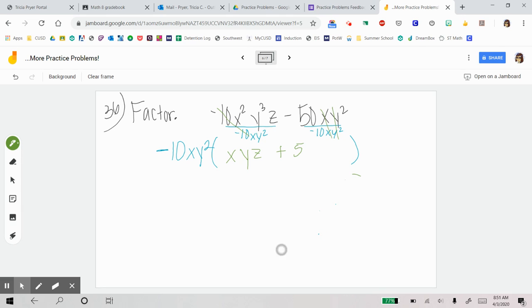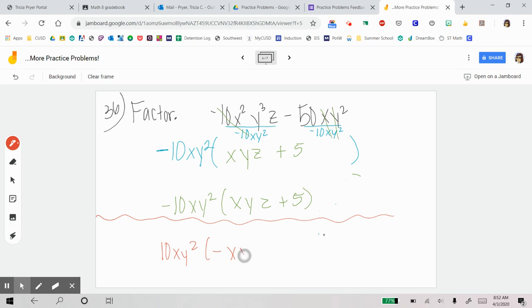So completely factored, this would be negative 10xy squared times xyz plus 5. Okay, I know that some people may have gotten 10xy squared times negative xyz minus 5. And that is not correct because that first term is negative. So fully simplified would be a negative with a negative GCF. Okay.